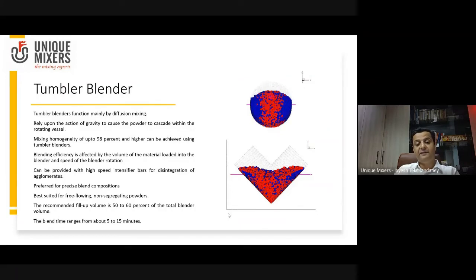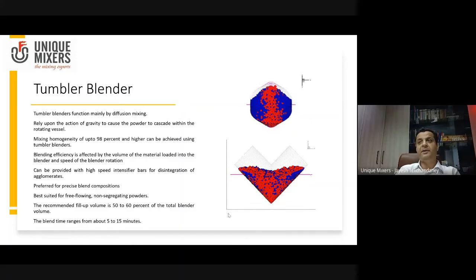Blending efficiency is affected by the volume of the material loaded into the blender and the speed of rotation. These blenders can actually be provided with high speed intensifier bars in cases where you have some liquid addition and you want to disintegrate the agglomerates. That is possible. They are preferred for precise blend compositions. They are best suited for free flowing and non-segregating powders. The fill-in capacity of these blenders is 50 to 60% of the total volume.